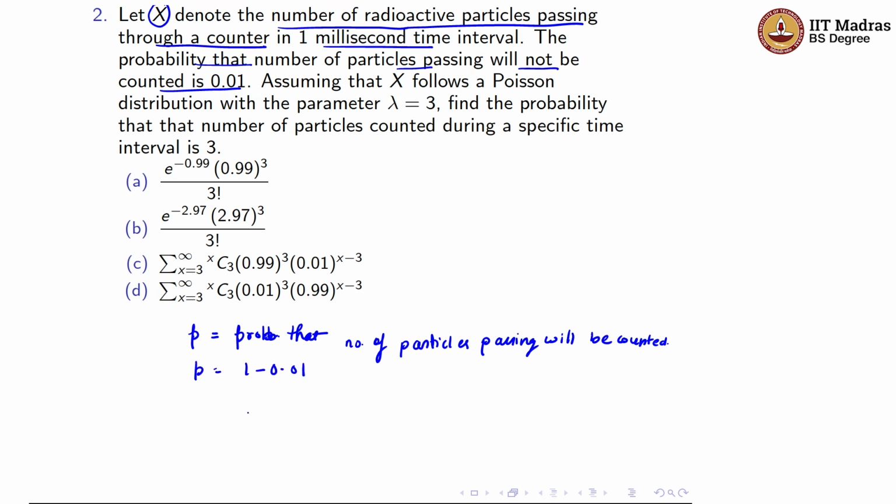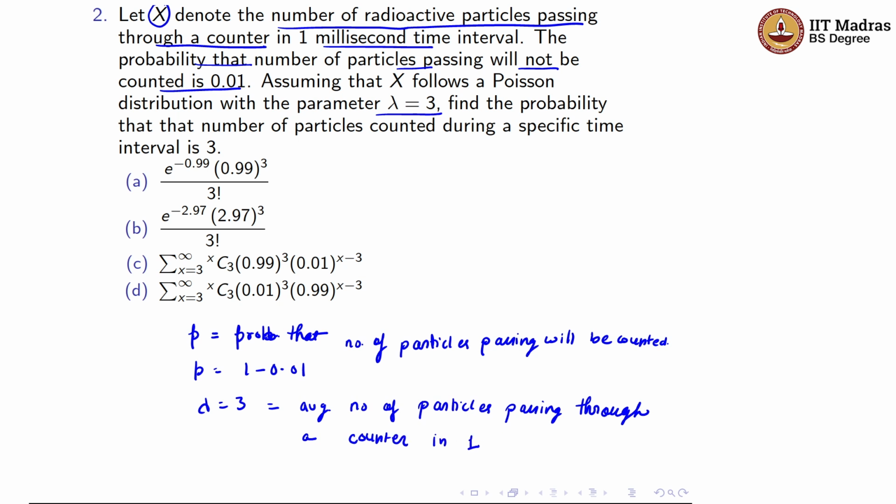Now here we can see that lambda is given as 3. So lambda is 3. So lambda represents the average number of particles passing through a counter in 1 millisecond time interval.